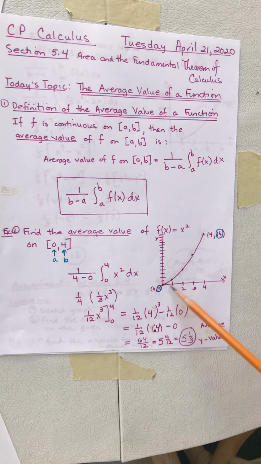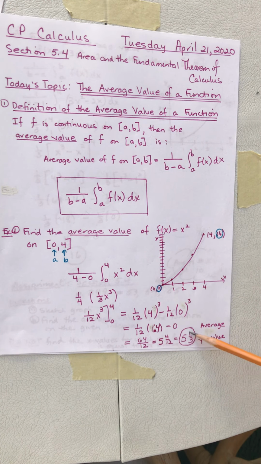Let's look at our function. Our highest y value was 16. Our lowest one is 0. If we add 0 and 16 and divide by 2, our average comes out 8. Well, that would be great if this was a line, a linear function. But we have a curve, it bends here. So it brings our average down a little.